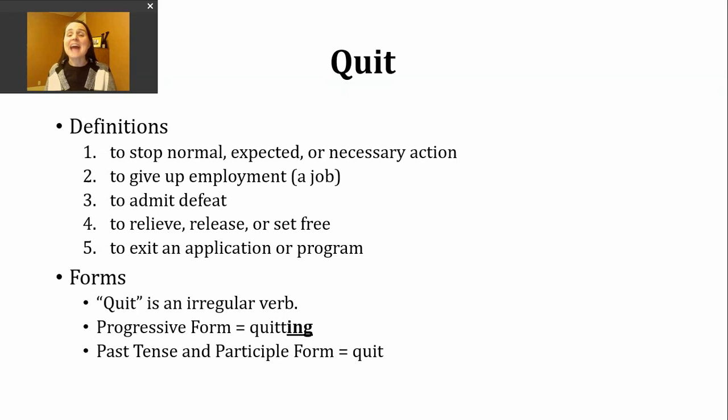You should know that quit is an irregular verb. To make the progressive tense, we're going to double the T and then add ing. Now, I know some of my former students are looking at this and saying, wait a second, Katie, this doesn't end in consonant, vowel, consonant. It ends vowel, vowel, consonant. Why are we doubling the T? It's just an exception to our normal rule. So I don't have a good reason why, but you should add an extra T and then the ing.